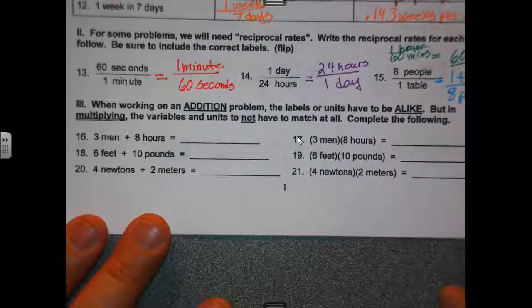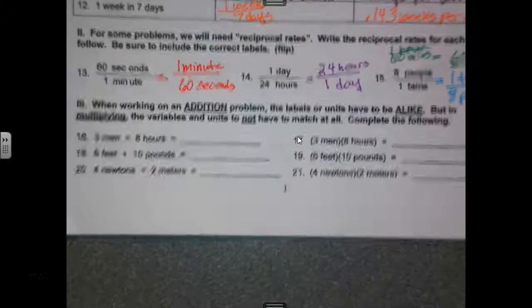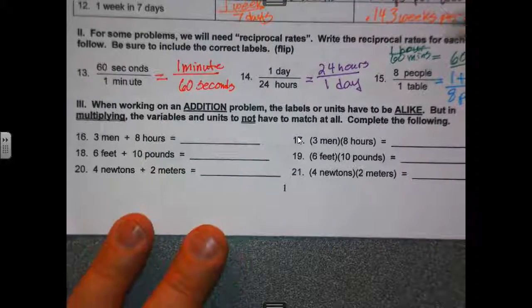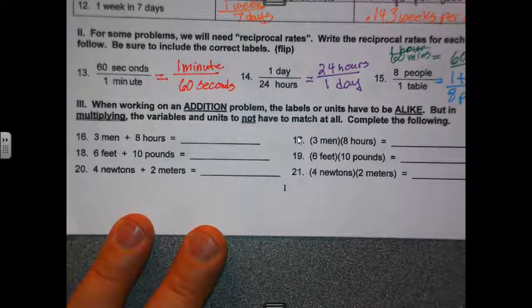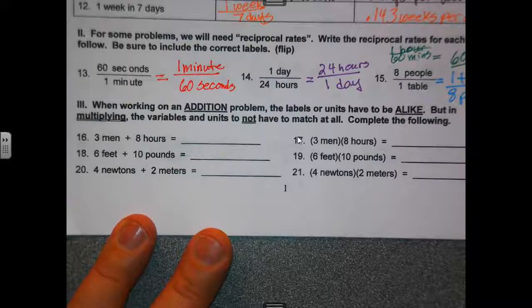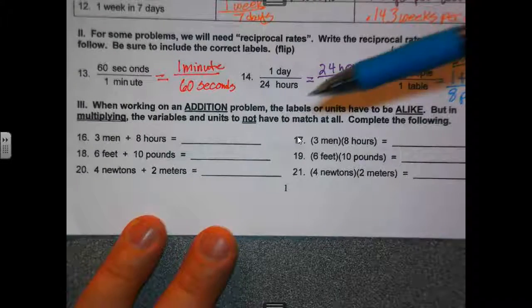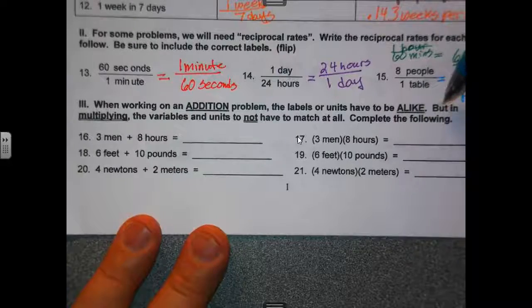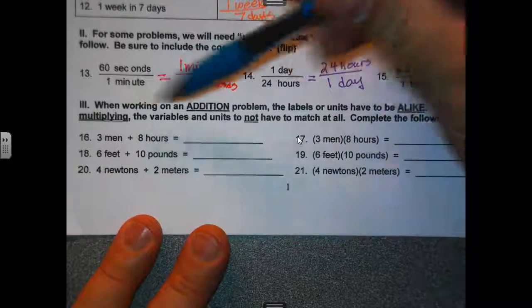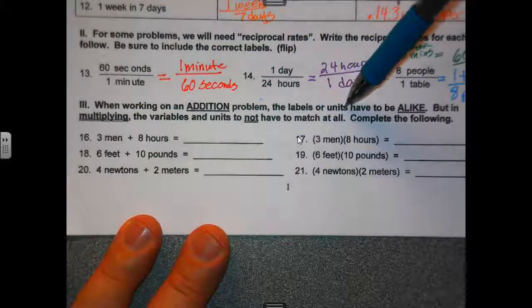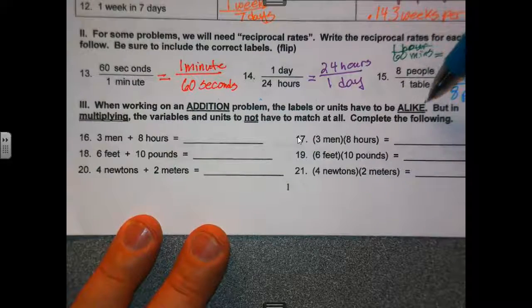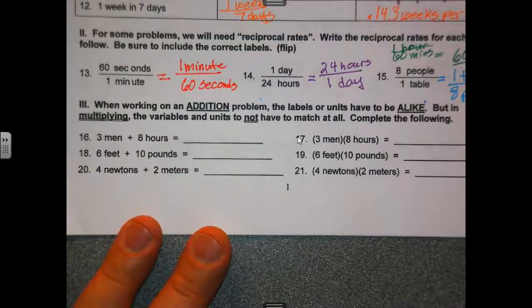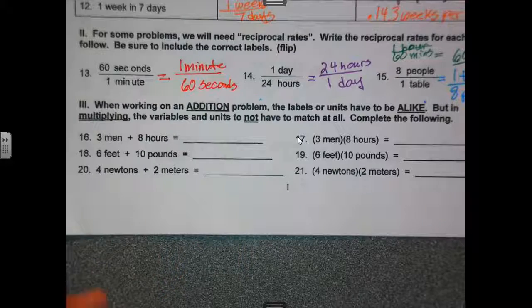Now, section 3. When you're working with addition problems, they finally numbered them. Fantastic. So we can assign them. When we're working with addition, the labels and units have to be alike. But when you're multiplying, they do not, just like regular numbers. Okay? Labels follow the rules of fractions just like numbers.